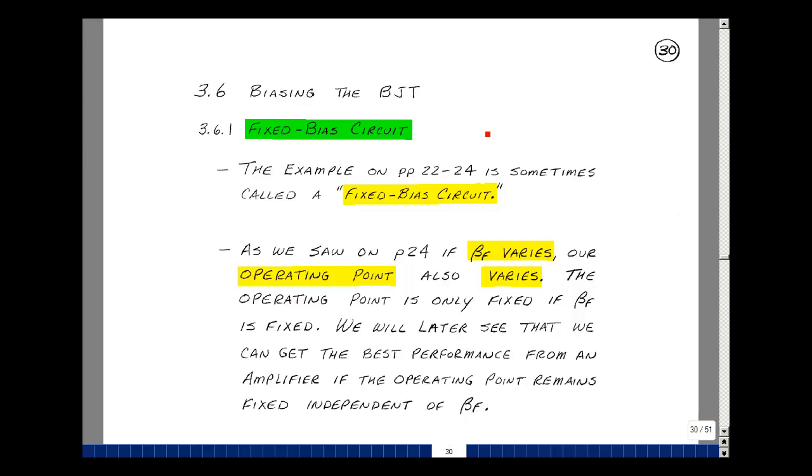This lesson deals with biasing the BJT. You can find these notes in the ECE302 ebook in Chapter 3 starting on page 30. In our last video, we analyzed a BJT circuit. That particular circuit is called a fixed bias circuit.